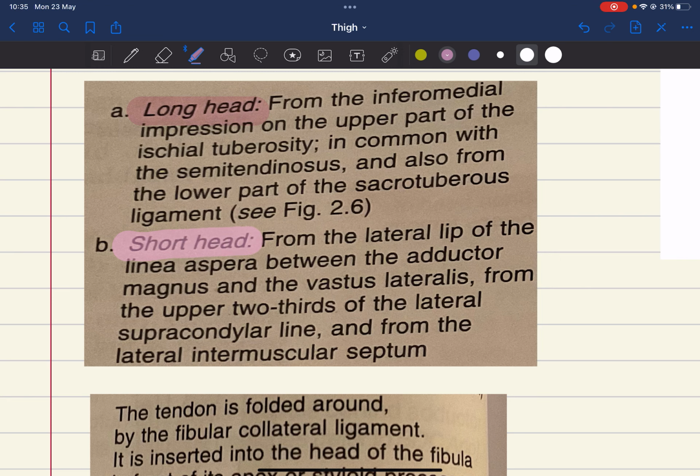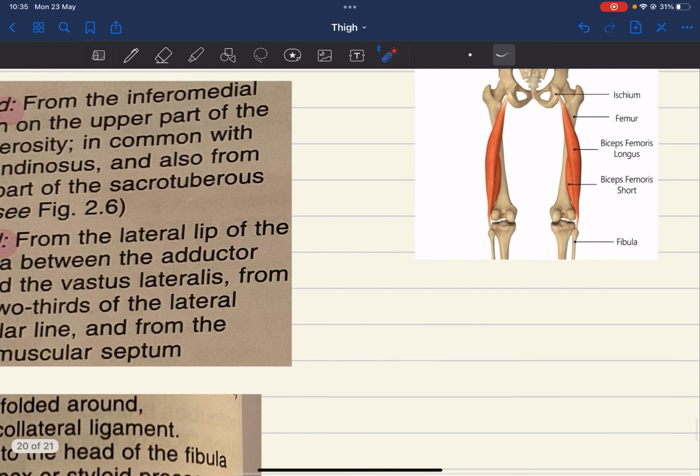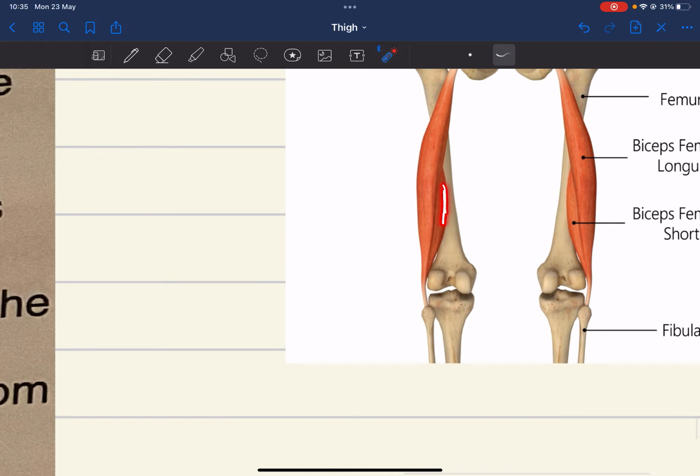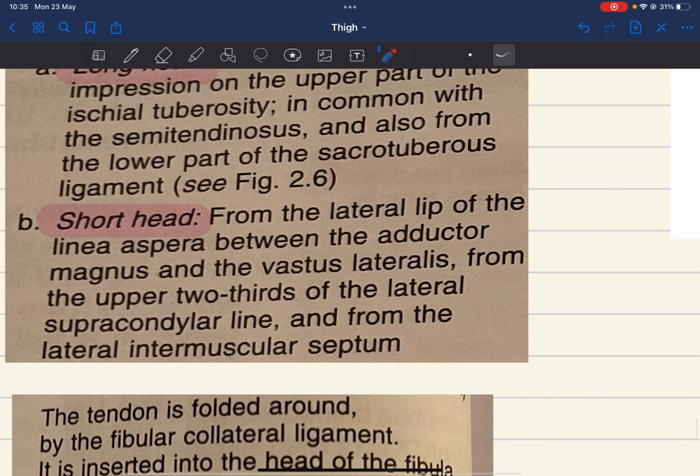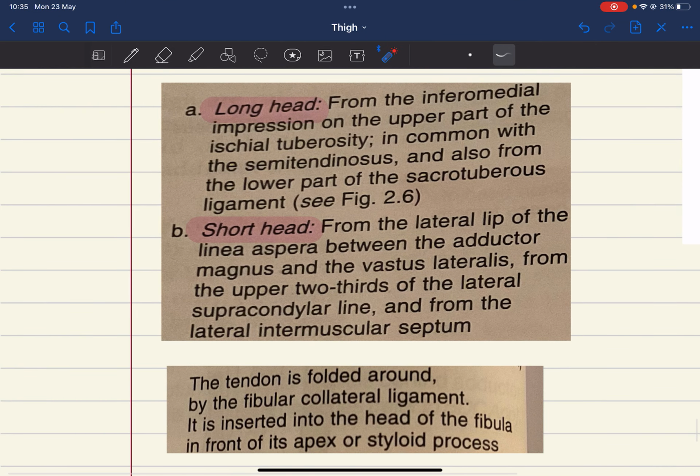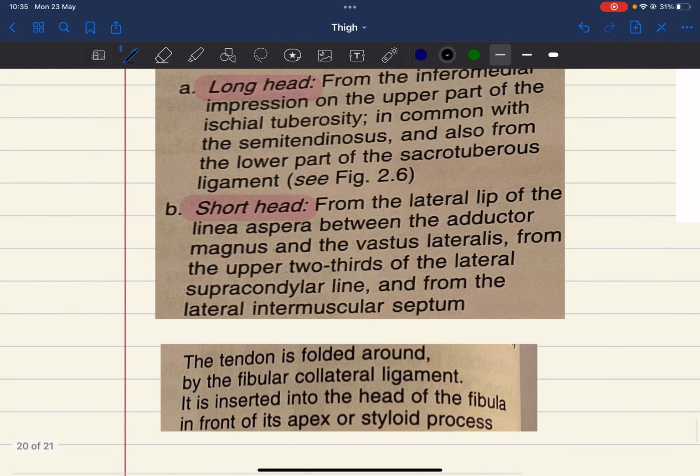Short head it is not included in the hamstring muscle. This is the short head of bicep femoris, which originates from the lateral lip of linea aspera बाट originate भएको हुन्छ. त्यस्तै गरी lateral supracondylar line बाट पनि originate भएको हुन्छ, and from lateral intermuscular septum बाट पनि originate भएको हुन्छ. This is about the short head. This is about the origin and another insertion.